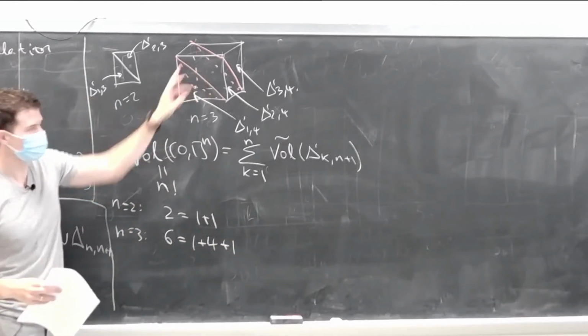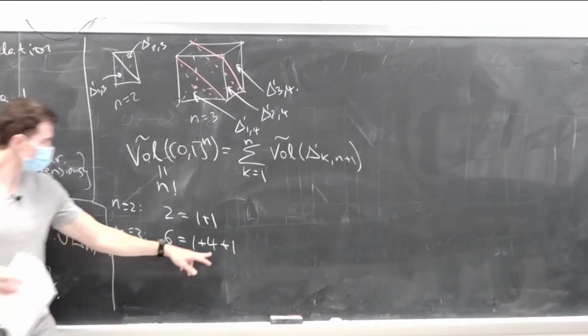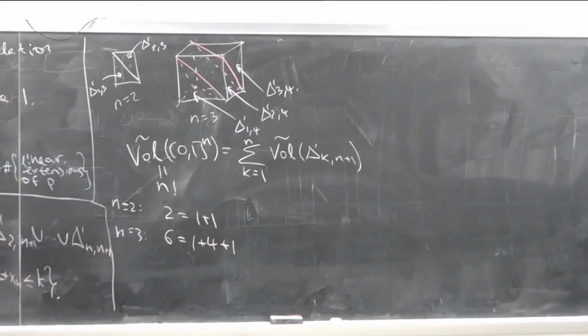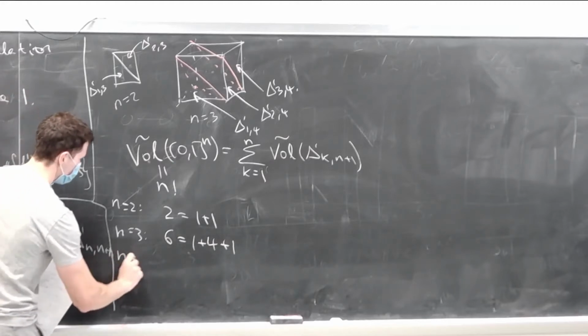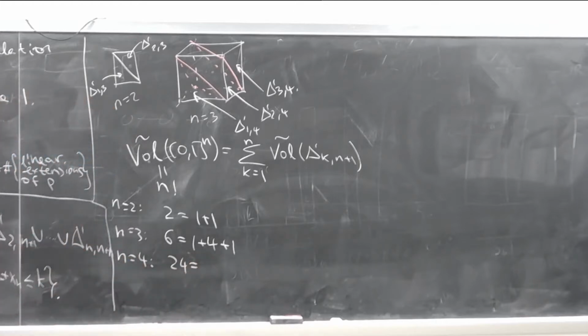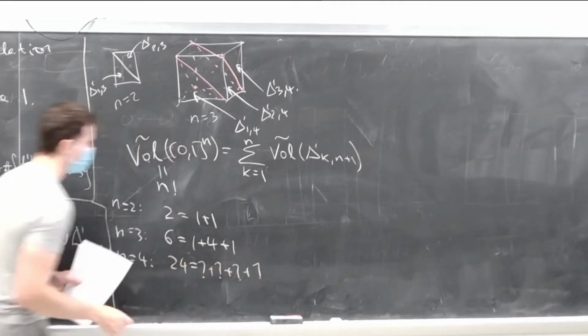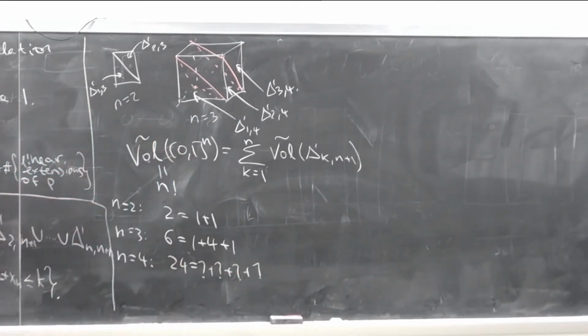You can triangulate the octahedron into 4 simplices, and one way we discussed this was in the last lecture when we were trying to come up with non-regular triangulations. There was an example with the octahedron and 4 tetrahedra. Anyway, so this is 1, 4, 1. And so the question is, what happens in general? 24 should be equal to question mark plus question mark plus question mark plus question mark. What are these numbers going to be?